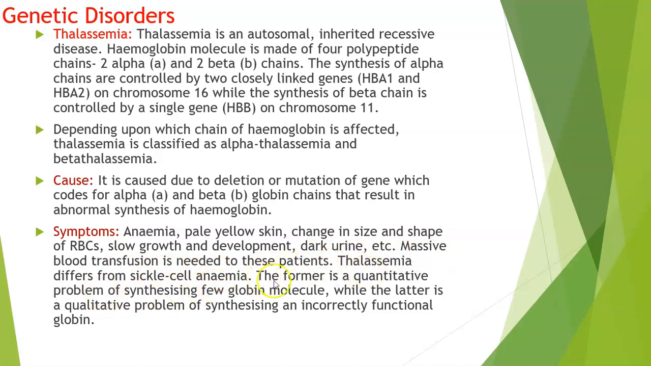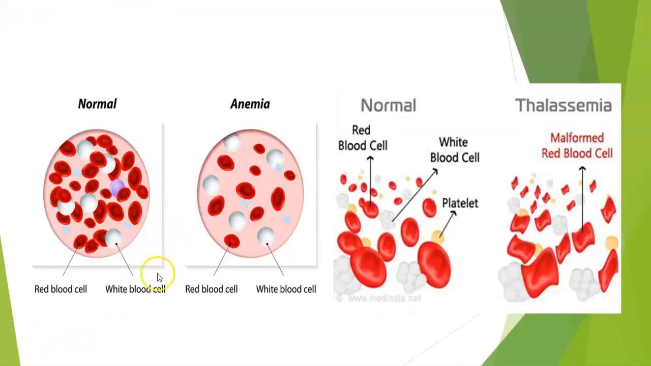Thalassemia differs from sickle cell anemia. The former is a quantitative problem of synthesizing few globin molecules, while the latter is a qualitative problem of synthesizing an incorrect functional globin. To show you the difference between anemia and thalassemia, I've put up these two images. You can see here in anemia, your RBCs are less in number, but in case of thalassemia, the red blood cells are malformed. They are not formed properly and so they are not functional in the patient.